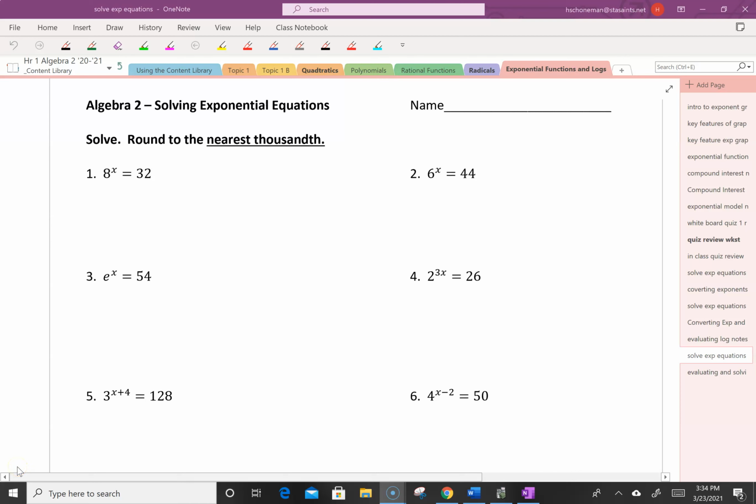All right, this video is going to show us how we can solve equations using logs, and they're not always going to come out as nice, whole, easy numbers, so sometimes we're definitely going to use our calculator. So let's look at number one.